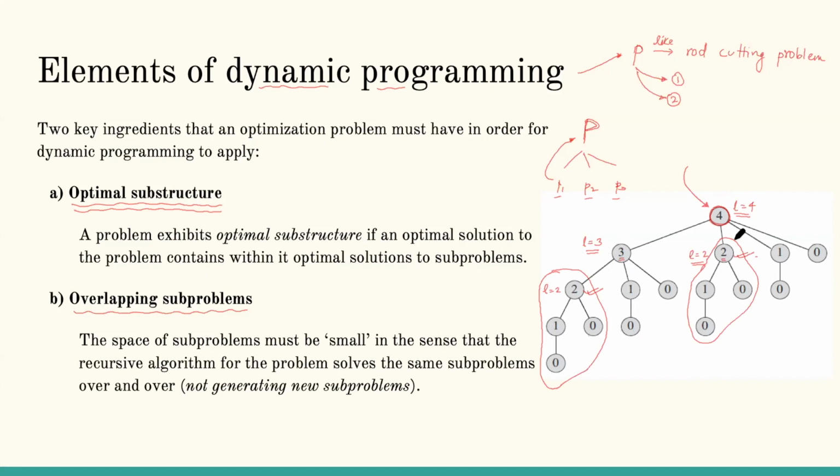Now, in order for dynamic programming to apply, there should be many overlapping subproblems like these. For example, here's another subproblem, and we have the same subproblem here. In other words, overall, the total number of unique subproblems must be way less than the total number of subproblems. So basically, if we have a scenario where recursion solves the same problem again and again, that's the only sort of scenario where dynamic programming applies. So these are the two key ingredients that an optimization problem P must exhibit in order for dynamic programming to apply.